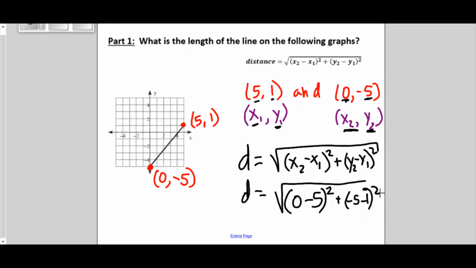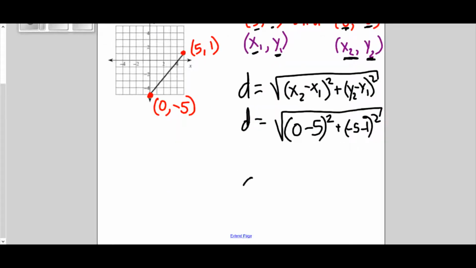So we will square it like that. Now we're going to simplify. So what we'll do is we'll do what's inside the parentheses first. So we'll do 0 minus 5 is negative 5, squared, plus negative 5 minus 1 is negative 6. And then we're going to square it, so squared.